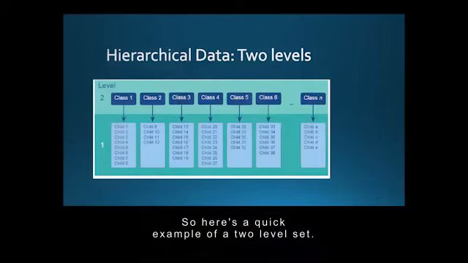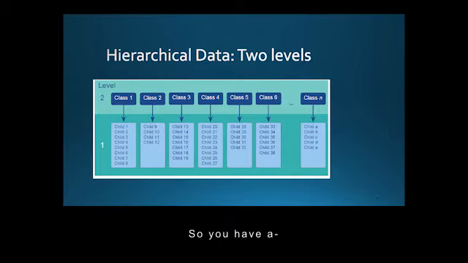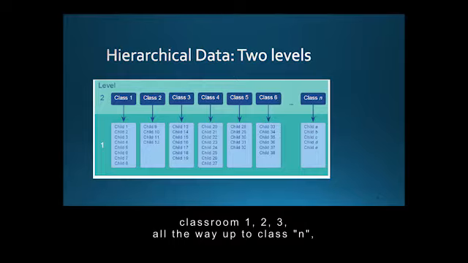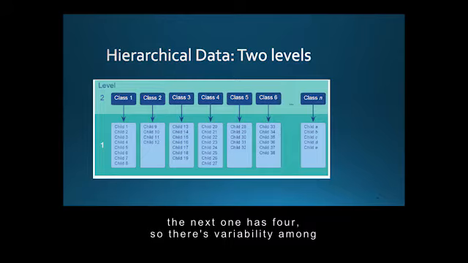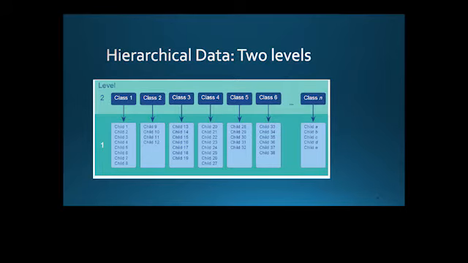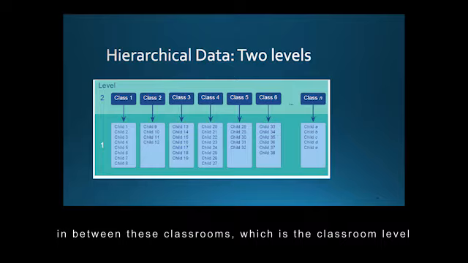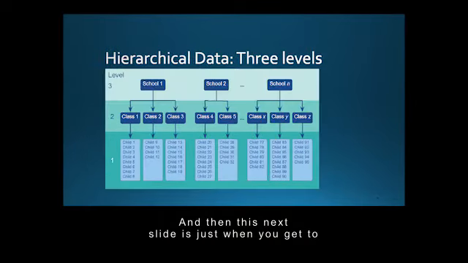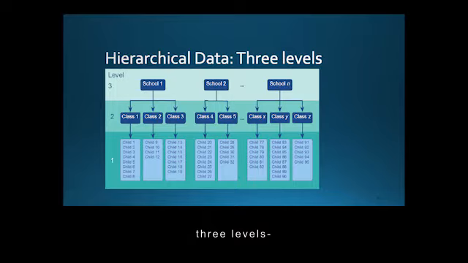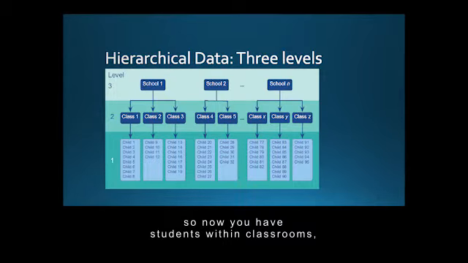So here's a quick example of a 2-level set. You have classroom 1, 2, 3, all the way up to class N, and then their students are clustered within those classrooms, right? So one class has 8 students, the next one has 4, right? So there's variability among all these students, that's the student level variance. And then there's variability between these classrooms, which is the classroom level variability. And then this next slide is when you get to 3 levels, right? So now you have students within classrooms, and those classrooms within schools. So now you have variability at the student, the classroom, and the school level, right?